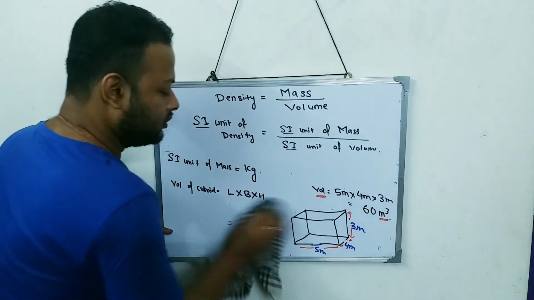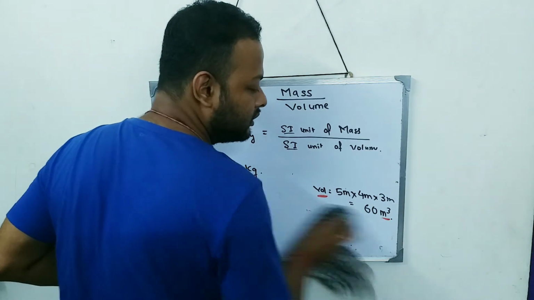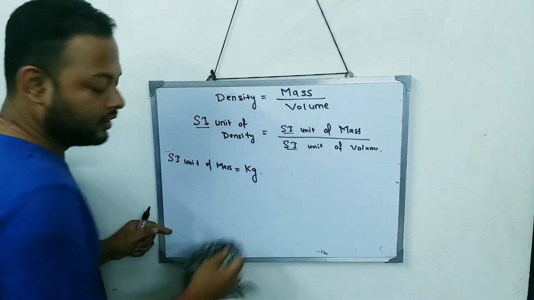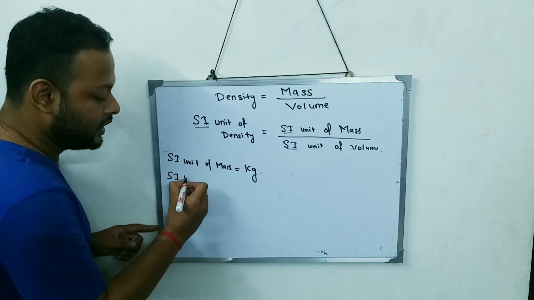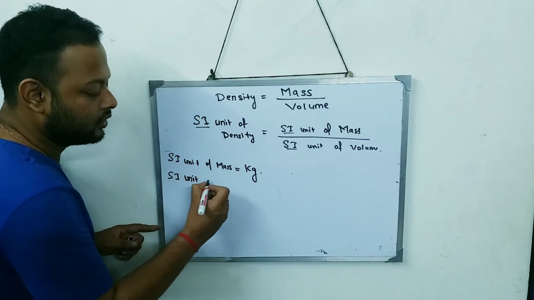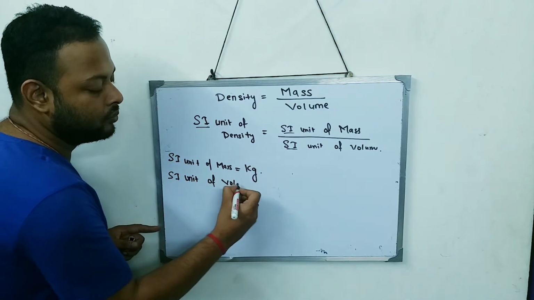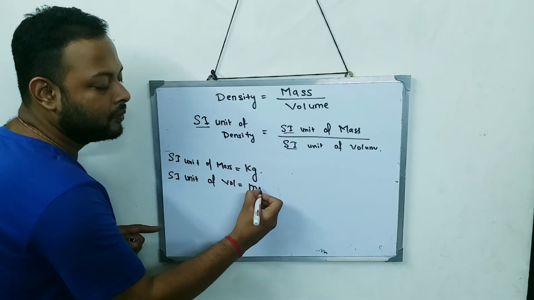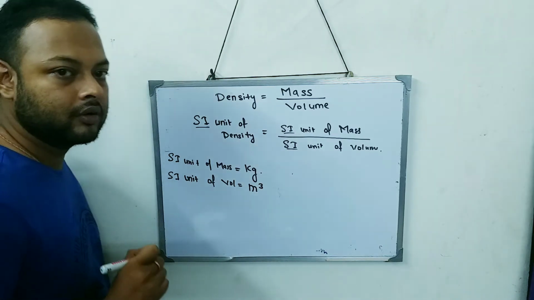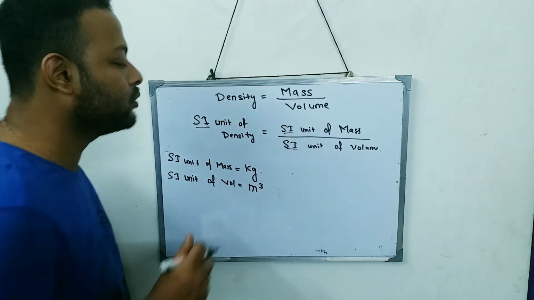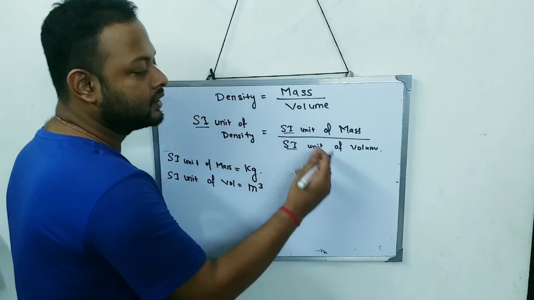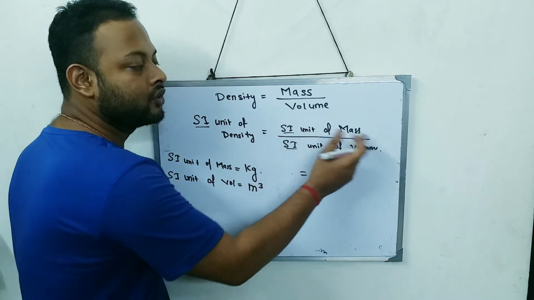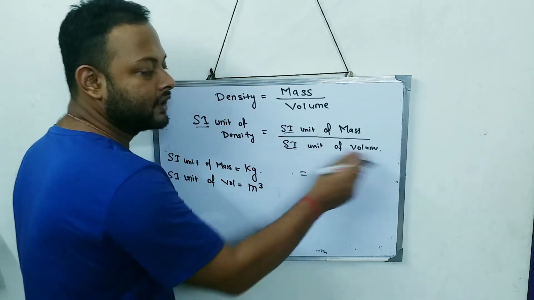So if you have understood this, then I can write the SI unit of volume is equal to meter cube. Meter into meter into meter gives you meter cube. Now I come back over here. So SI unit of density is what? SI unit of mass divided by SI unit of volume.